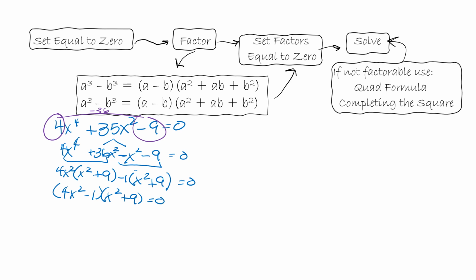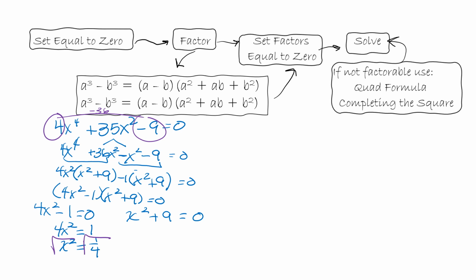Now 4x squared minus 1 can be factored further, but we're okay. We know how to solve a quadratic by just taking the square root, right? Because I have no x to the first. So I can do 4x squared minus 1 equals 0, and x squared plus 9 equals 0. So if I add 1, I get 4x squared equals 1. If I divide by 4, x squared equals 1/4. And then I have to take the square root of both sides.